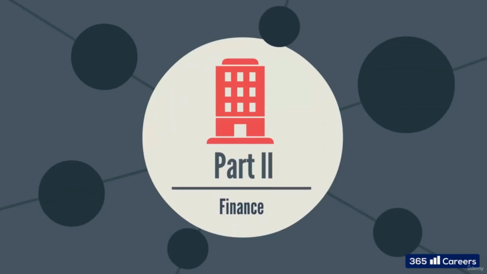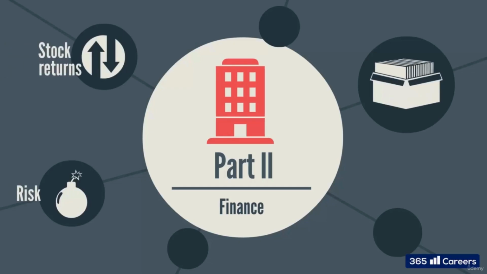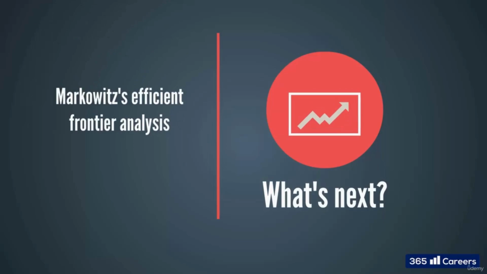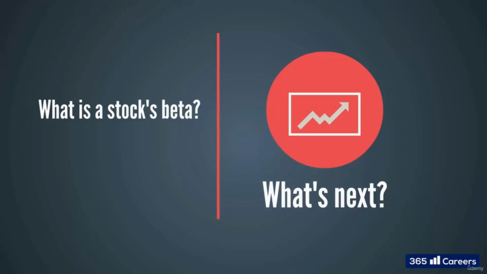Okay, once we have covered these chapters, we will be ready to dive into the second part of the course, which is truly awesome. You will learn about stock returns, risk, how to form investment portfolios, how to calculate the risk and return of investment portfolios, how to calculate the correlation between financial securities, and how to diversify a portfolio. What is a regression, and which are its components? In addition, we'll cover Markowitz's efficient frontier analysis, and we'll learn how to verify if a portfolio lies in the efficient frontier. What is a stock's beta, how does it influence the desired rate of return from investors, and how to apply the CAPM in practice.